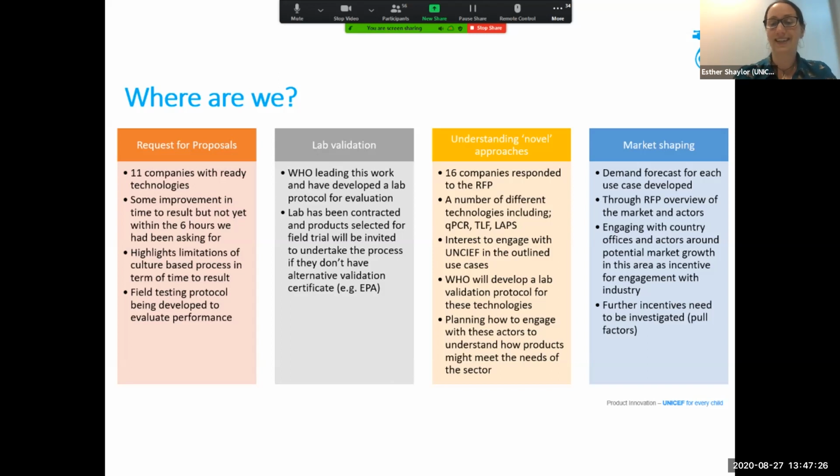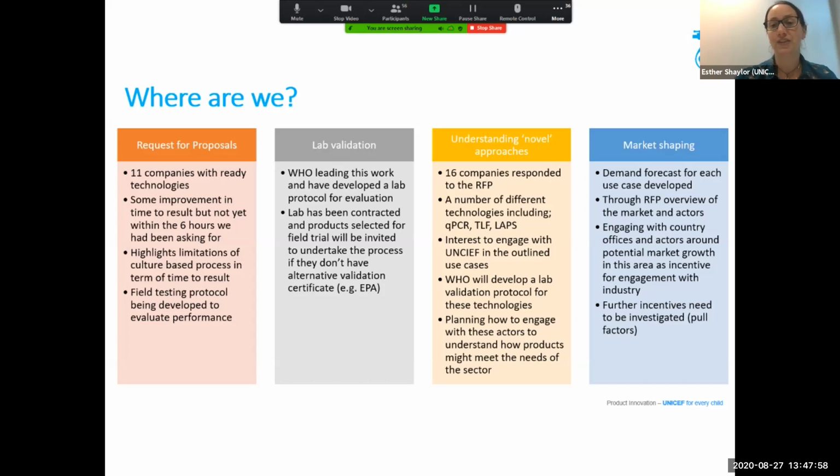But also we need to understand how we can use these products, and if they give us different results, how we can use the result, because at the moment we're recording E. coli, so how would we differ that? And then lastly, the market shaping. We've undertaken quite a bit of work to understand the demand forecast under each use case. And we're hoping that through this we can continue to engage not only with industry, but with different country offices and actors to understand what the incentives for the market are around this. And that's just a really quick summary of where we are.